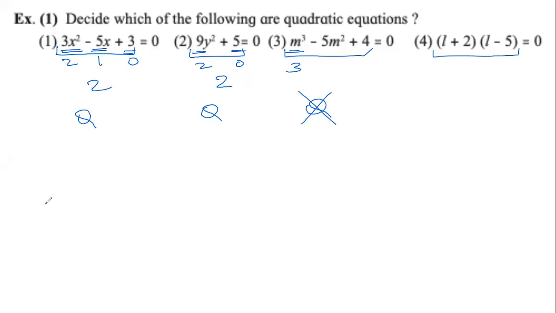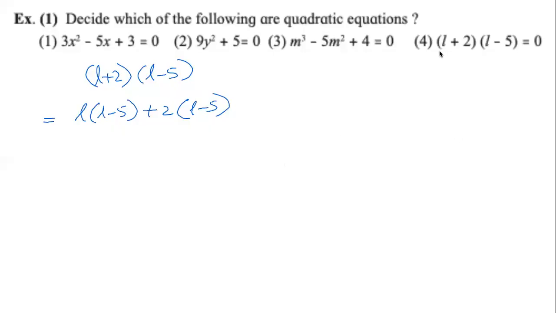But the most interesting one is the fourth one. Fourth one: L plus 2 multiplied by L minus 5 equals 0. Forget about that for now, leave it, no problem. Just look at this part, the left hand side of the equation. Is it quadratic or not quadratic? If it is quadratic, why is it quadratic? Waiting for your answers.